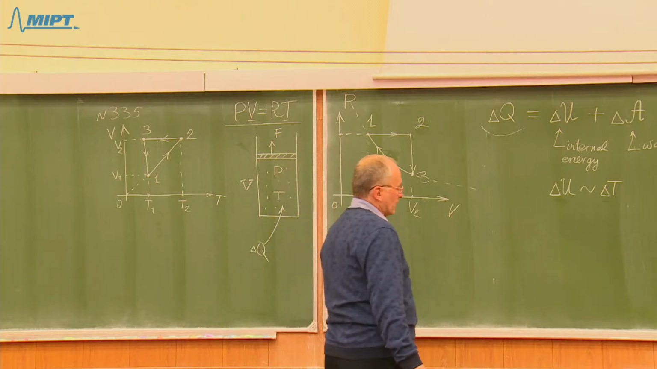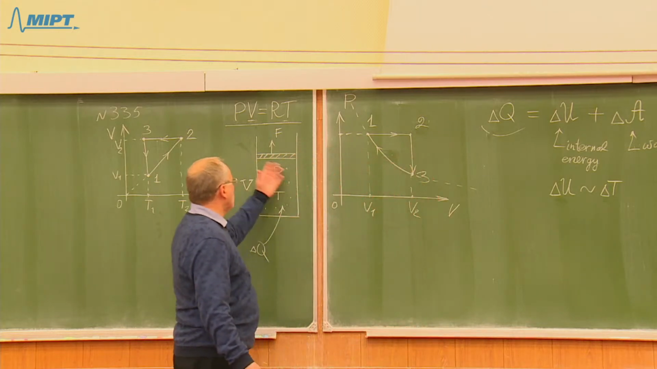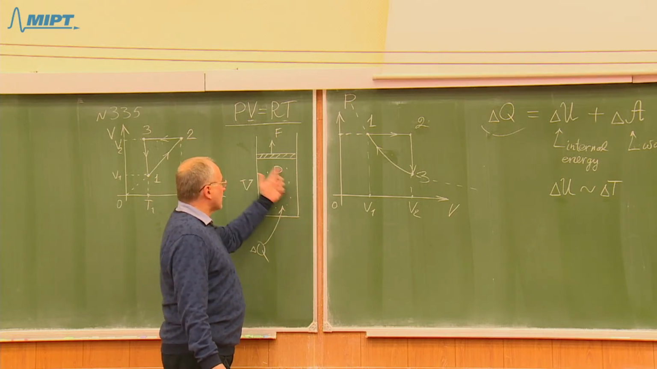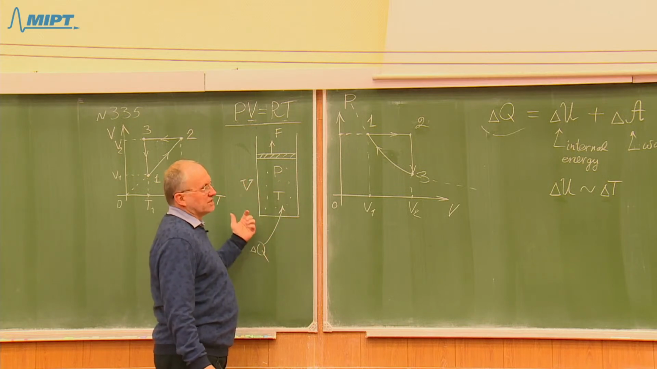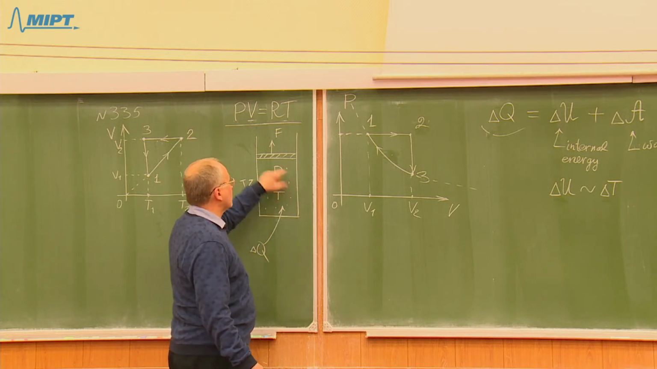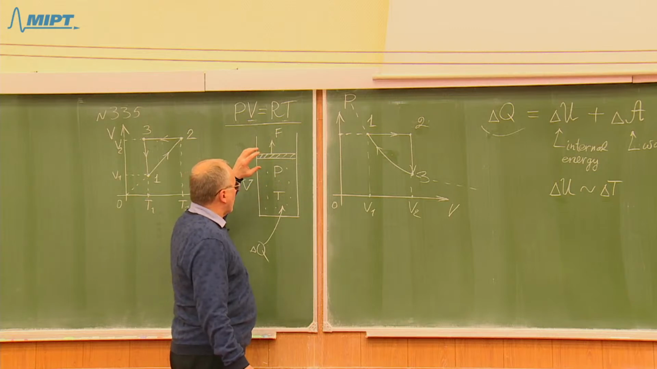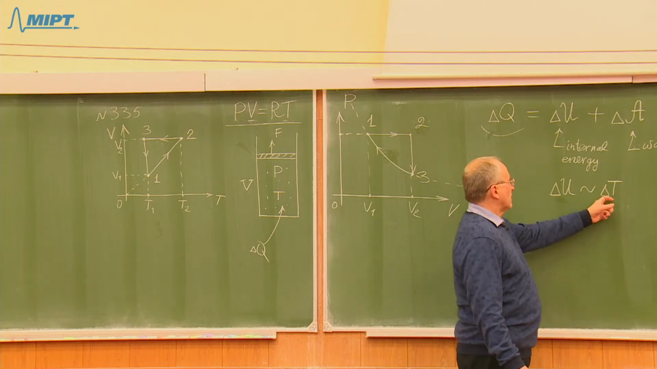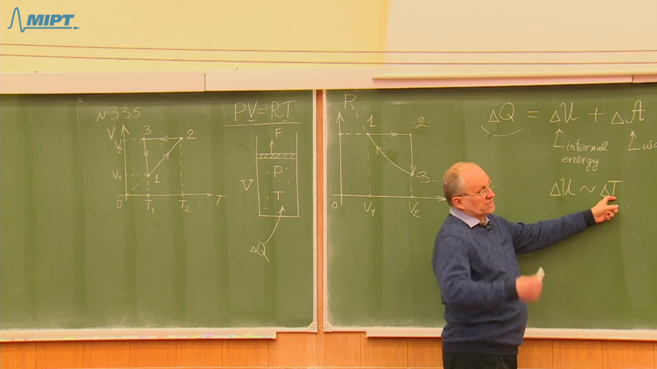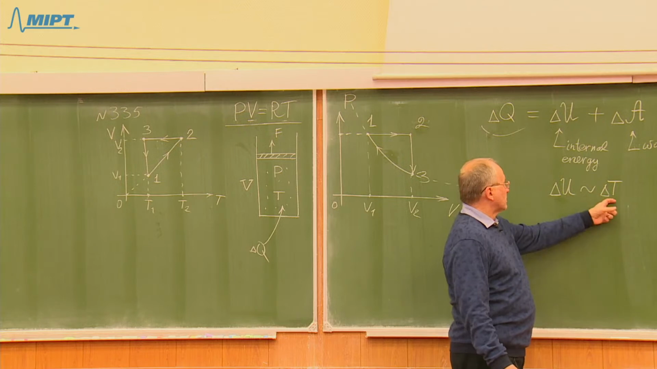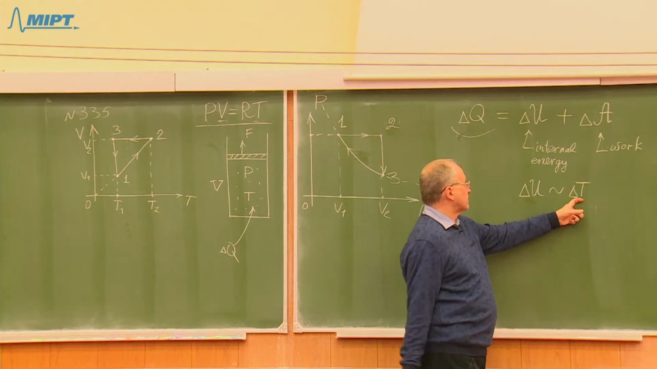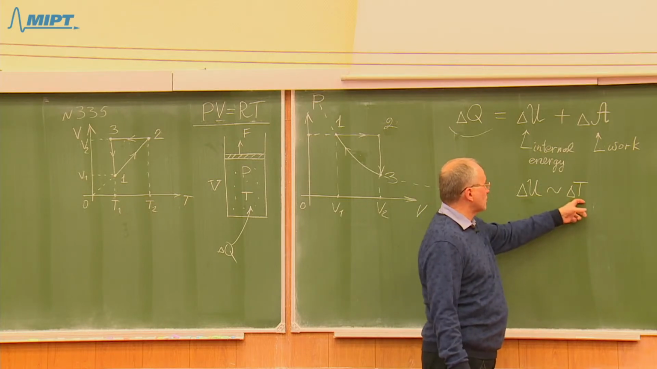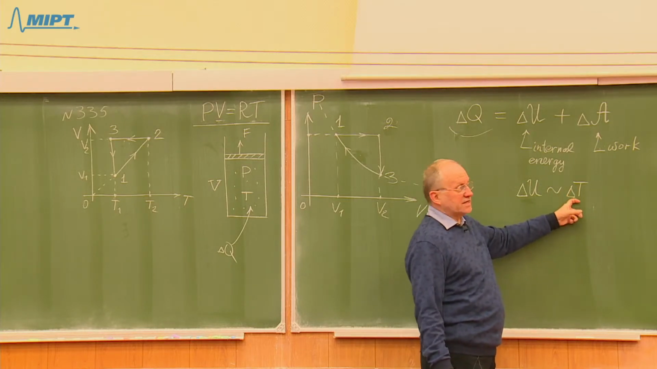So in this case, there are no interactions between molecules, and therefore we can neglect potential energy of interaction between molecules, and therefore the internal energy will consist only of kinetic energy of molecules. And so kinetic energy depends on temperature. Temperature depends on kinetic energy. So the larger the kinetic energy, the larger the temperature. And so the change in internal energy, delta U, will be proportional to the change of gas temperature, delta T.